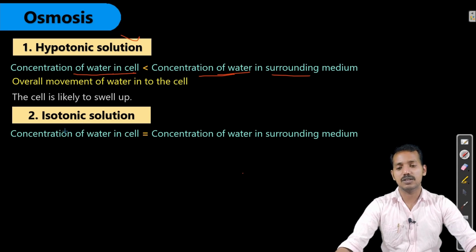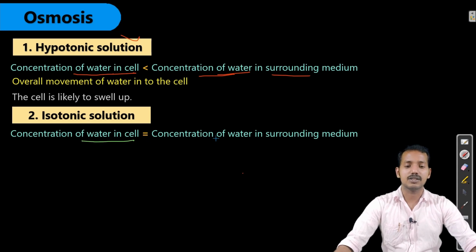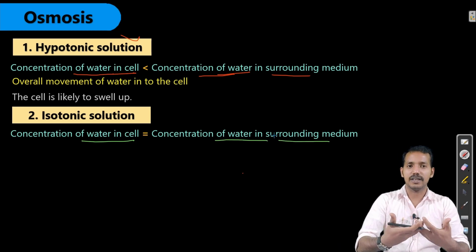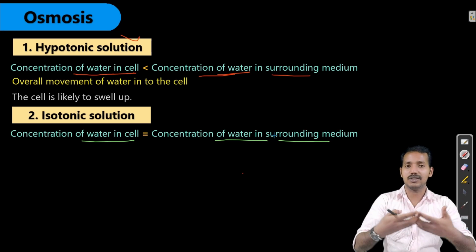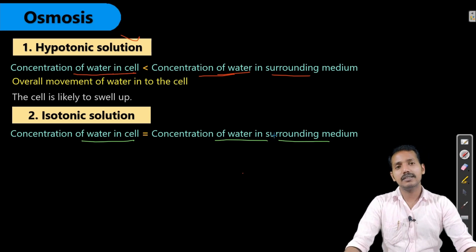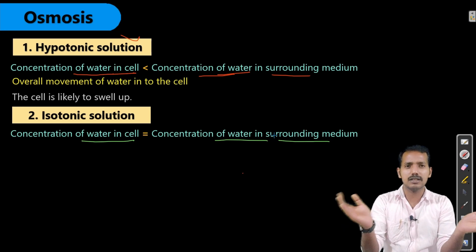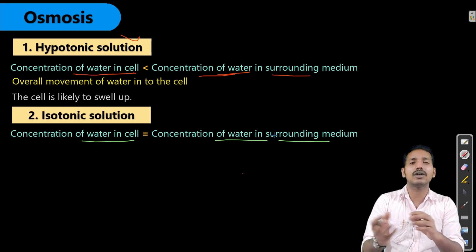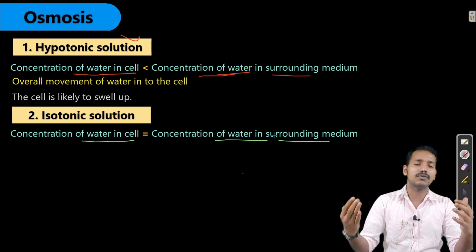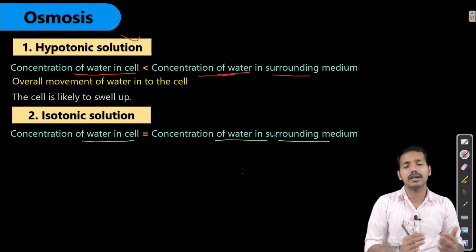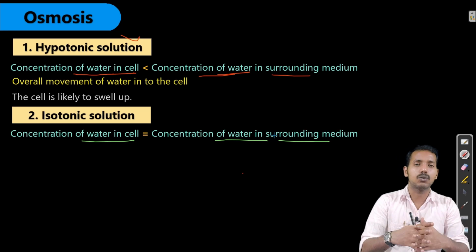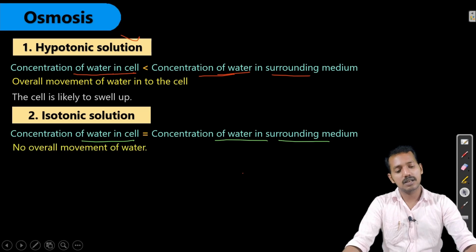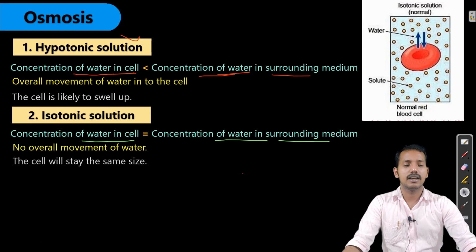In case of isotonic solution, the concentration of water in the cell is equal to the concentration of water in the surrounding medium. So in that case we call it isotonic. That means the concentration is the same. Iso means same. So in that case, what do you think? If the concentration in the cell as well as in the surrounding is the same, then of course some movement of water will take place, but the movement of water from cell to the surrounding and from surrounding to the cell will be equal in amount. Therefore, there is no overall movement of water. That means the cell is likely to stay the same size.